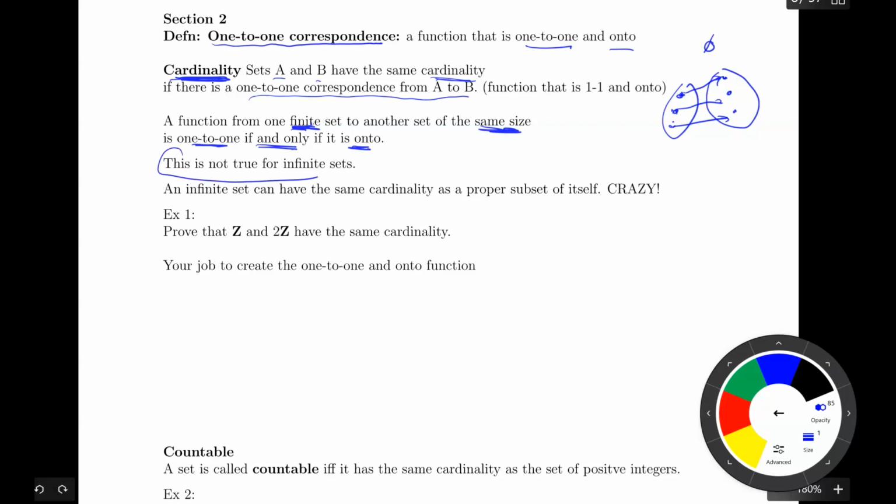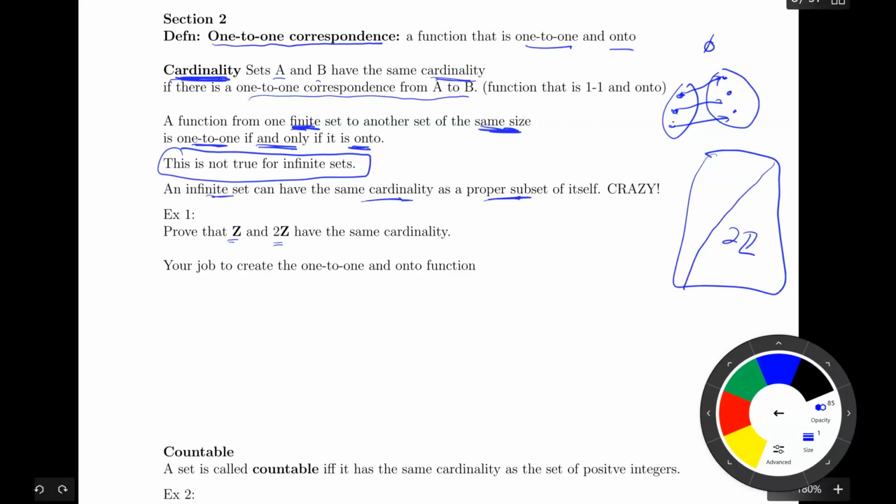Ooh, that's not true for infinite sets. What? An infinite set can have the same cardinality as a proper subset of itself. So let's talk about integers and even integers. If this is the set of all integers, this would be the set of the even integers. So if all of this was the integers, the even integers would just be half of it, right?